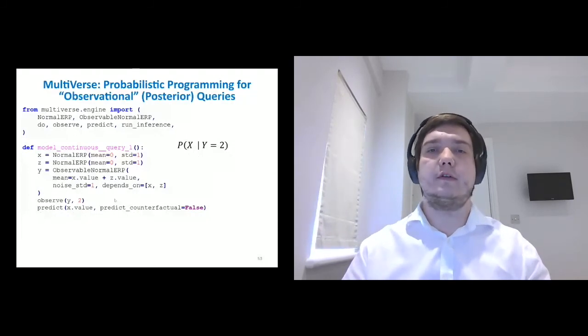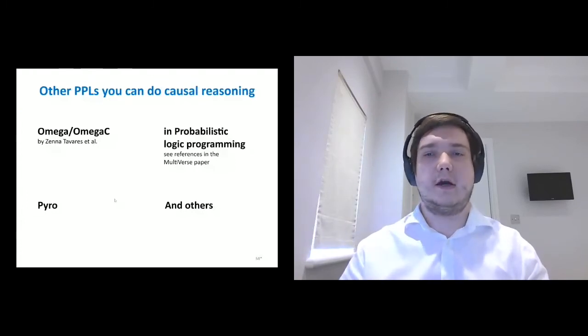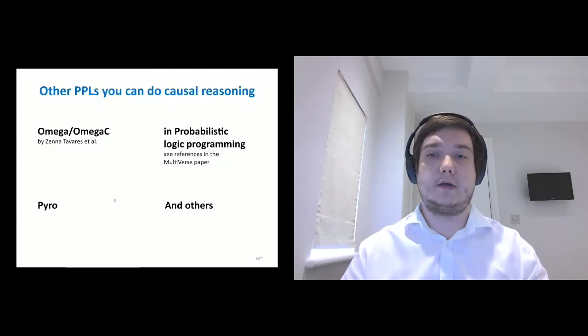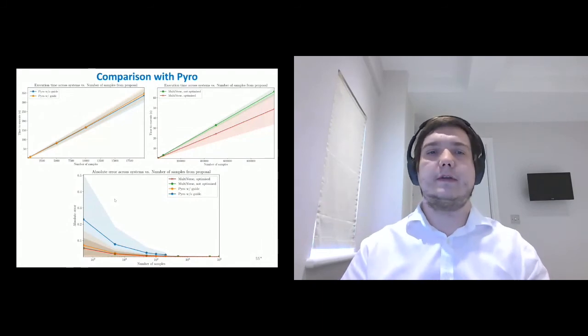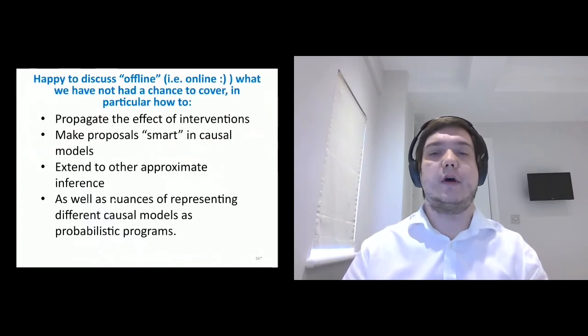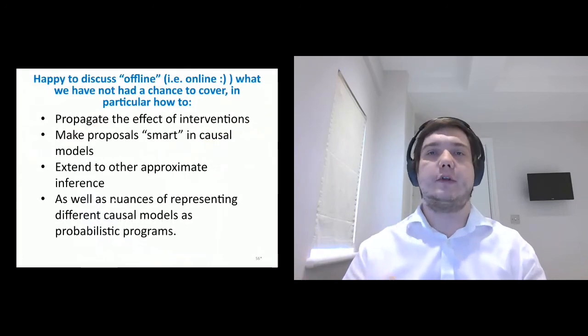There are other PPLs, and I'm happy to talk offline about how they relate to MultiVerse, and you can also look into the paper for the related work section. We did a comparison with Pyro. Again, happy to talk about this at the poster, and happy to discuss other things like propagation of the effect of the interventions, how to make smart proposals in causal models, how to extend to other approximate inference, and also how to represent different causal models as probabilistic programs in MultiVerse or in other languages.